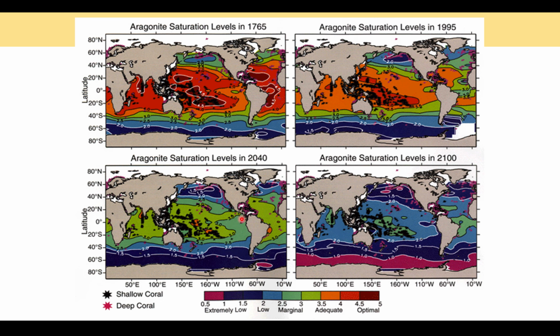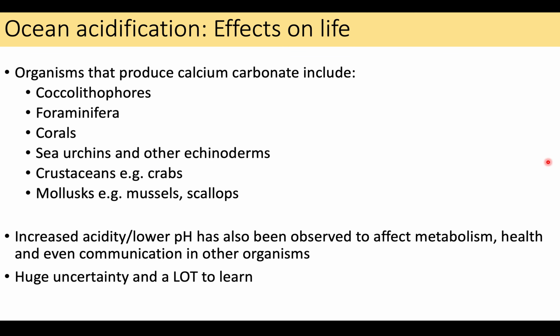So we will see a lot more of our oceans not allowing for these organisms, including corals, so coral reefs. That's why in these figures we have shallow coral reefs as black stars, deep coral reefs as pink stars, and you'll see that a lot of those coral reefs actually are going to be in water that will not allow them to continue to survive in the future. So ocean acidification, it is happening.